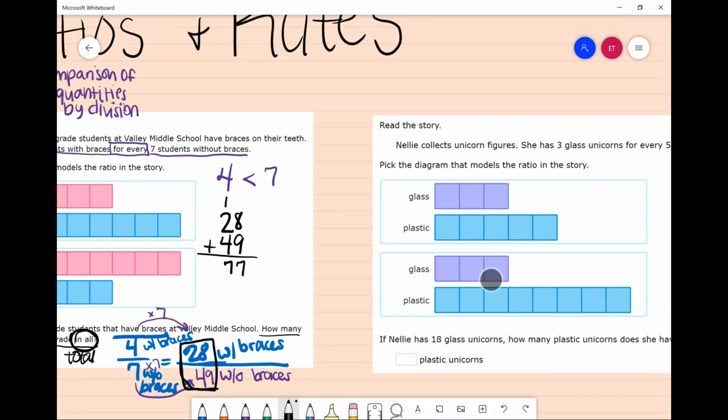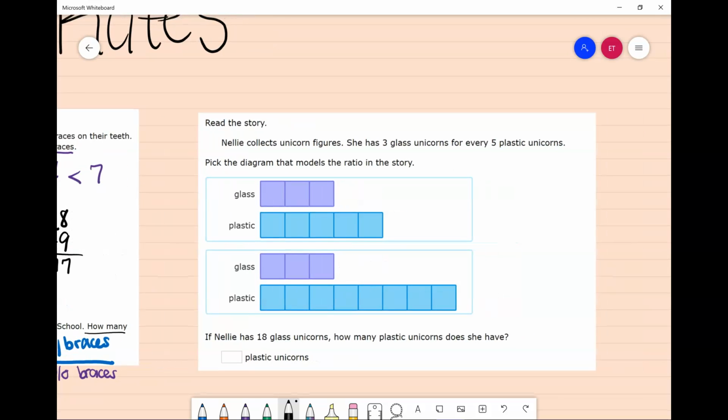Okay. My next question. Read the story. Nellie collects unicorn figures. She has 3 glass unicorn figures for every 5 plastic unicorn figures. Pick the diagram that models the ratio in the story. Okay? So how I read it is I'm going to look at my first number first. So I'm going to put that first in my ratio. So I'm going to write 3. And for every, that means a ratio. So I'm going to write a colon.